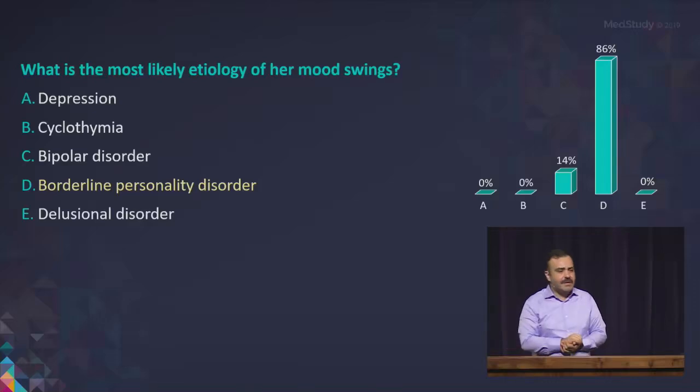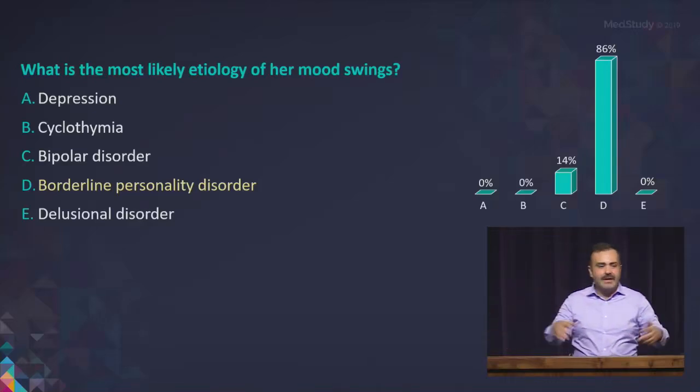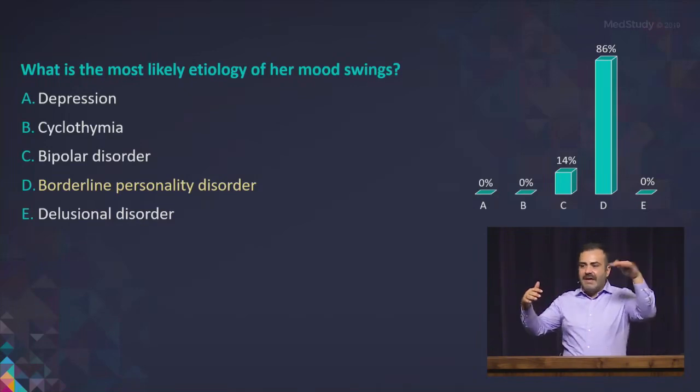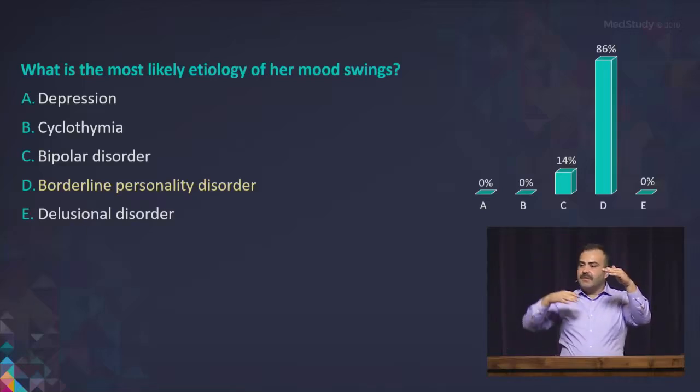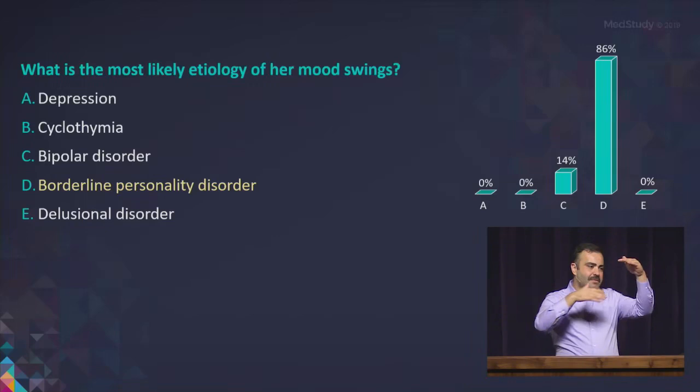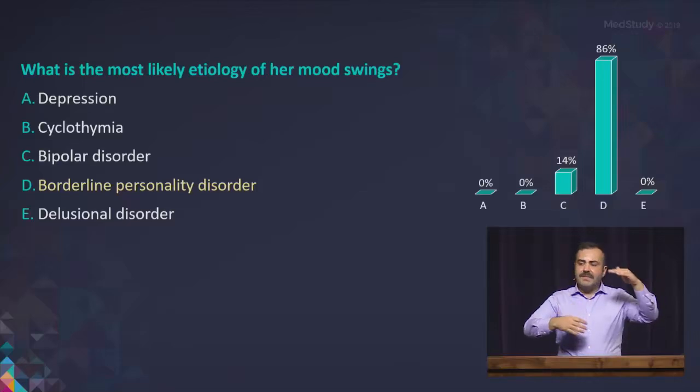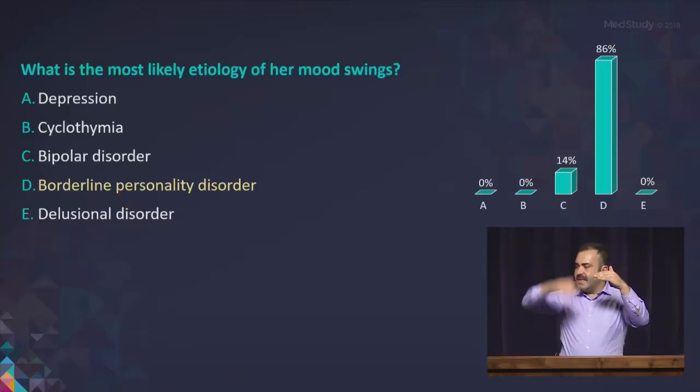Borderline personality disorder. One of my most favorite ways of interviewing the patient, I always ask the patient, if this is the average mood that most people spend, do you spend mostly up here or down here? If they answer mostly down here, the answer is depression. But I also ask the patient, do you fluctuate? Do you go up and down?